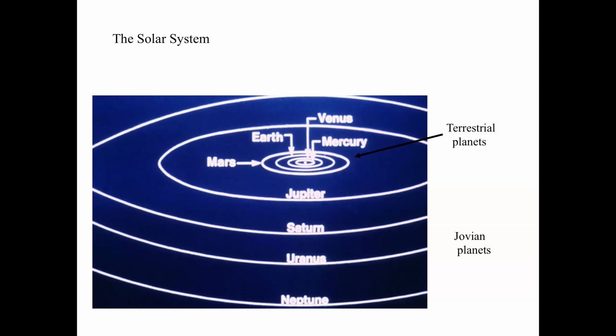Segment 61C, the Earth and Earth-like planets in the solar system. The solar system has in its inner zone a set of terrestrial planets, Venus, Mercury, the Earth, and Mars, and then in the outer part a series of gas giant planets, which we refer to as the Jovian planets.